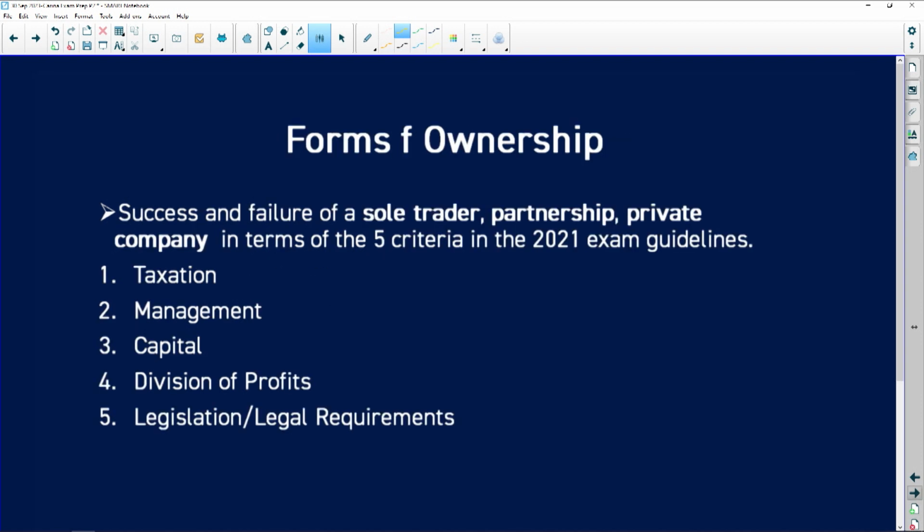Let's move on. Before we go into forms of ownership, I just want to take a brief break and let this information settle a bit before we continue.